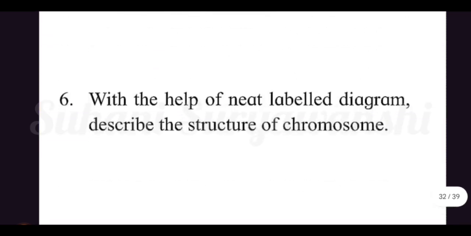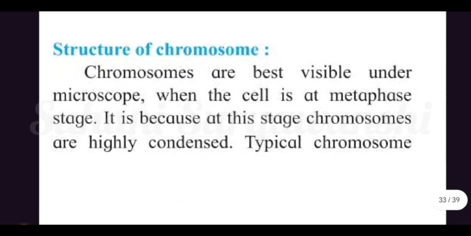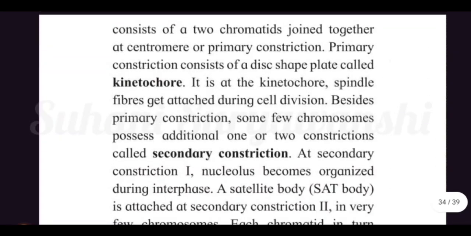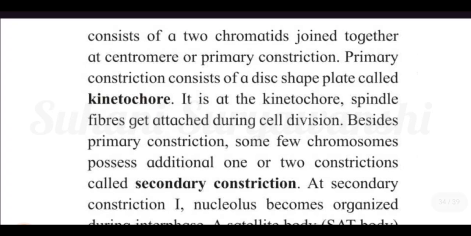Next is, with the help of a neat labelled diagram, describe the structure of chromosome. So structure of chromosome. Chromosomes are best visible under the microscope when the cell is at metaphase stage. It is because at this stage chromosomes are highly condensed. A typical chromosome consists of two chromatids joined together at the centromere or primary constriction. Primary constriction consists of a disc-shaped plate called the kinetochore. It is at the kinetochore that spindle fibers get attached during cell division.